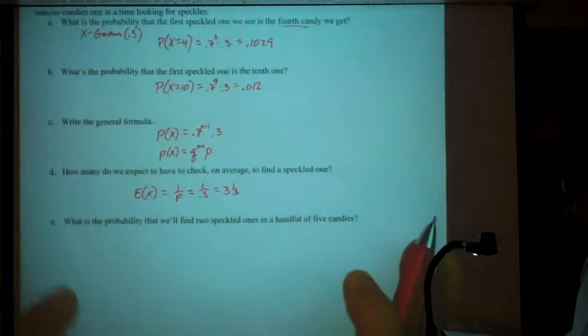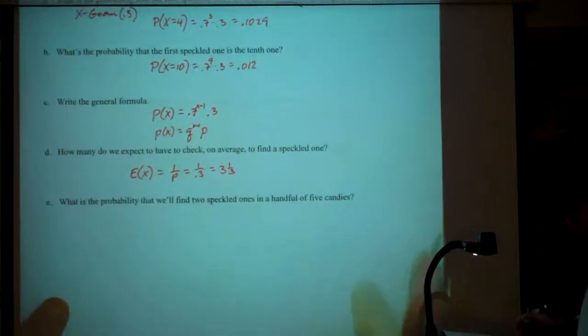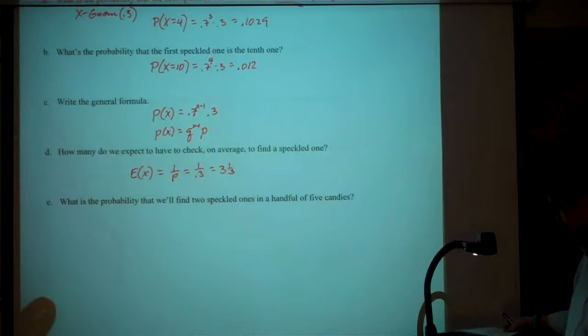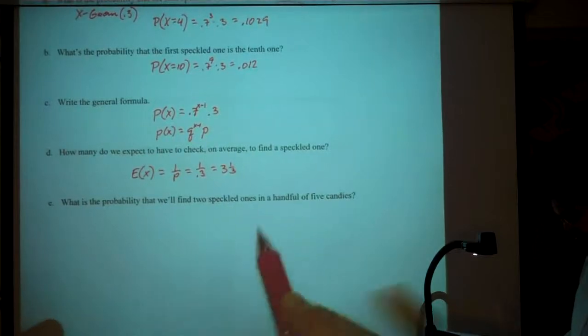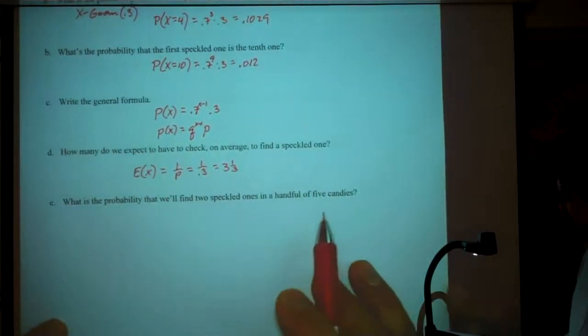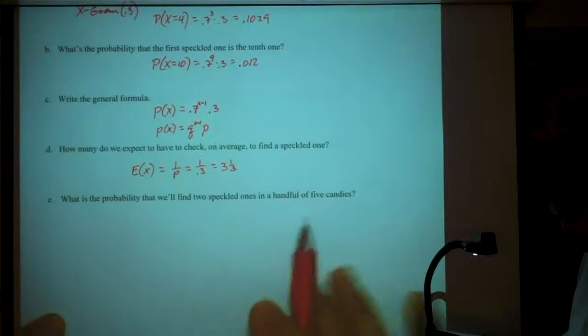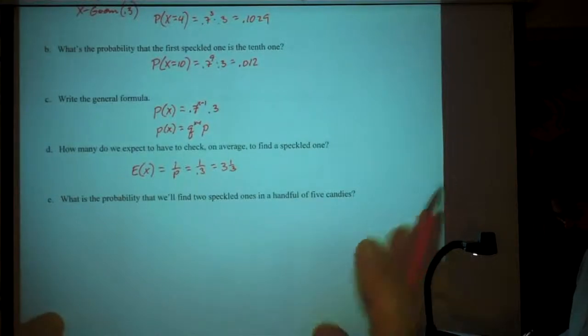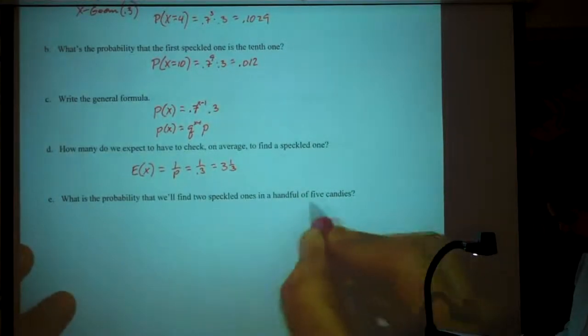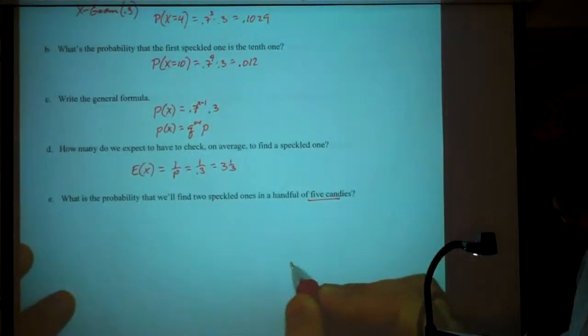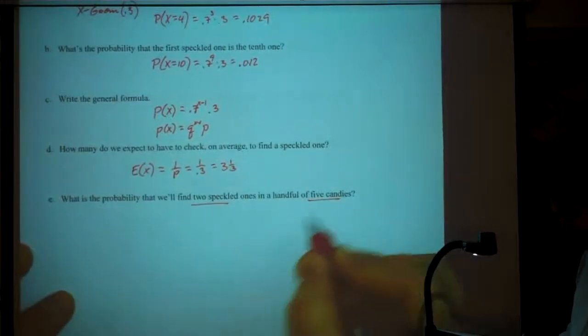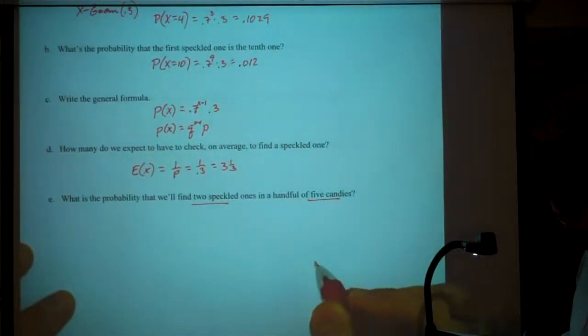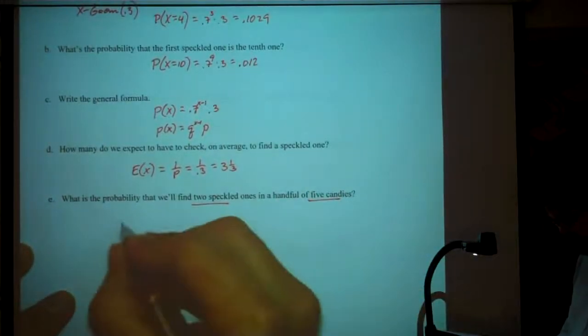Now, the final question says, what is the probability that we'll find 2 speckled ones in a handful of 5 candies? Now, this is different. This time, we're not talking about how many we have to pull out to find a speckled one. This time we know how many we've taken: 5. And we want to know, what's the probability that we'll get 2 successes when we've done 5 trials? This is no longer geometric.